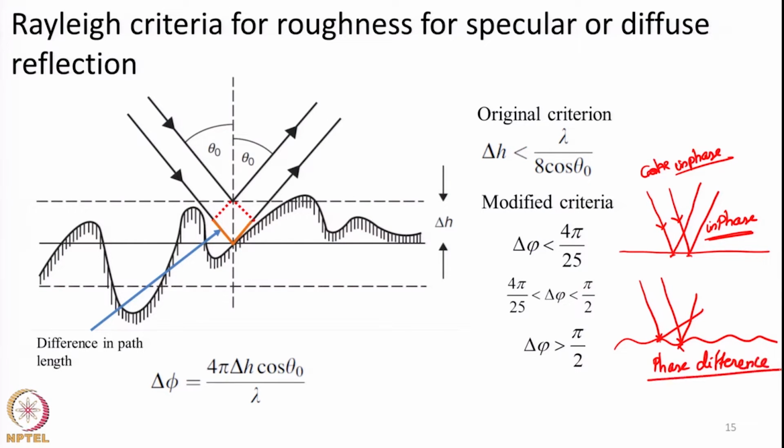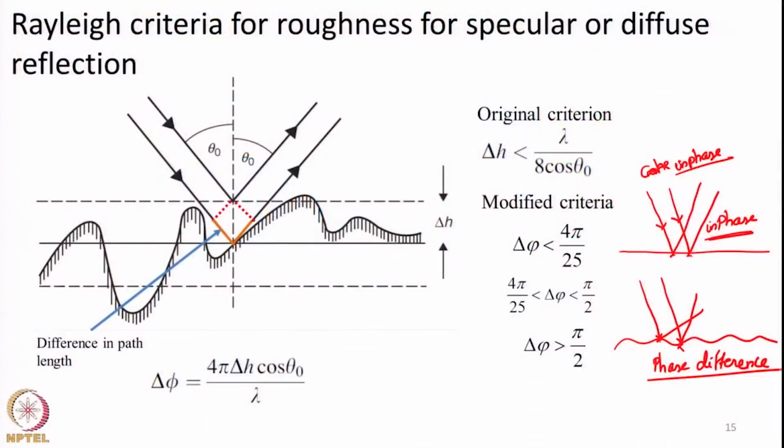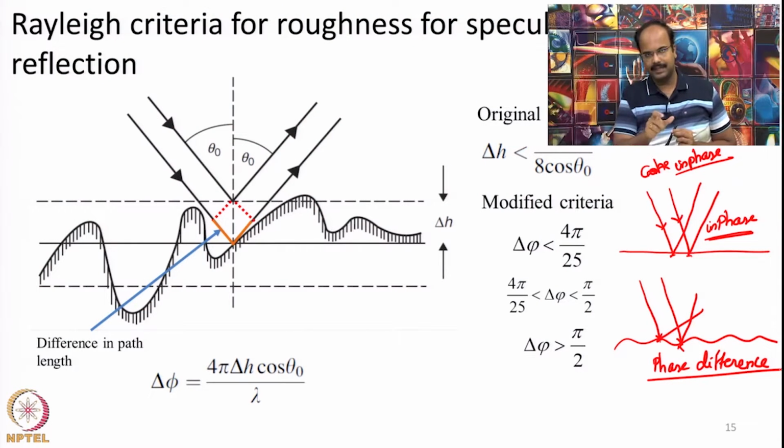That is, if a surface is not extremely smooth, then some sort of phase difference will be introduced between the waves that came in and after they reflected. Between rays 1 and 2, even though they came in phase, after reflection there will be a small phase difference between them. So, the Rayleigh criteria was based on this particular phase difference.